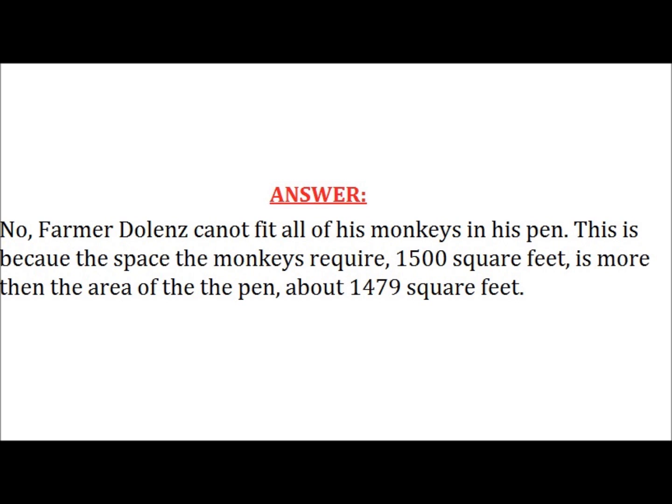Drum roll, please. And the answer is... no. Farmer Dolan cannot fit all of his monkeys in his pen. This is because the space the monkeys require, 1,500 square feet, is more than the area of the pen, about 1,479 square feet.